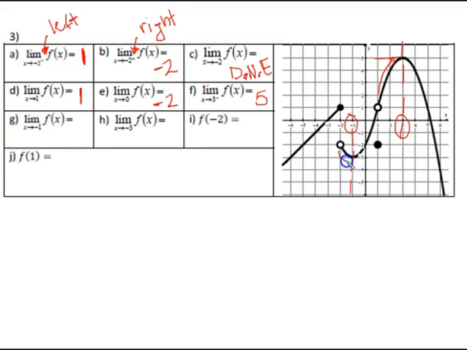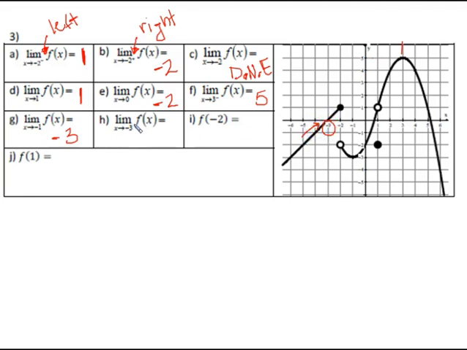As I approach from the left, it looks like I reach a value of -3, and as I approach from the right, it looks like I reach another value of -3. So there we go.